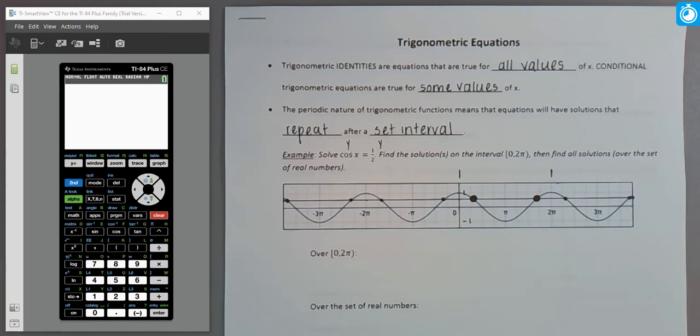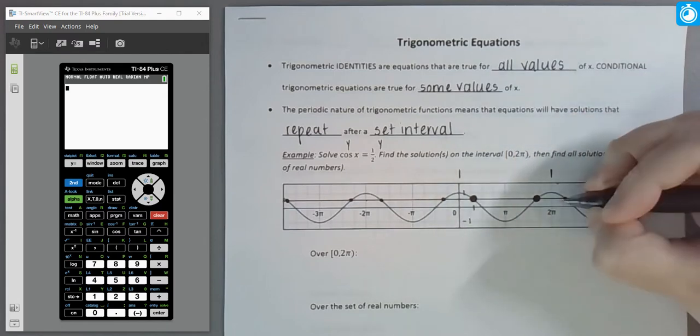A similar kind of thing is going to happen with tangent and cotangent, but the period for tangent and cotangent is a little bit different. Those two functions have a period of pi. But we're going to see the same kind of repetitive thing going on with those two functions. We look for what we think of as fundamental solutions from 0 to 2 pi, and then the rest of the solutions are going to be very closely related to those, just based on our functions and their periodic nature.